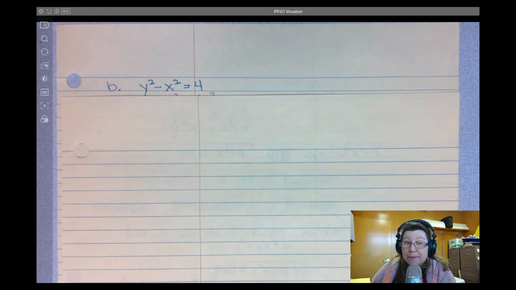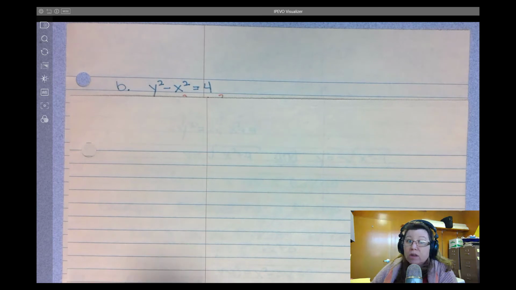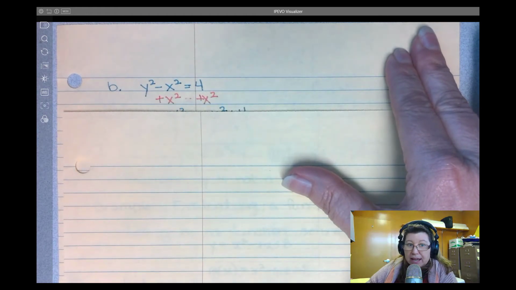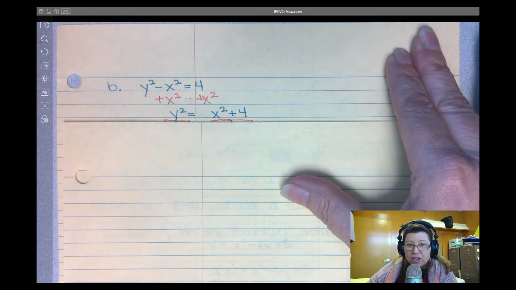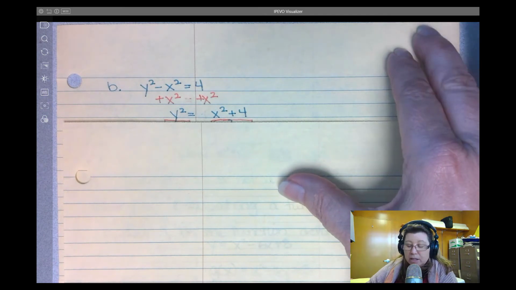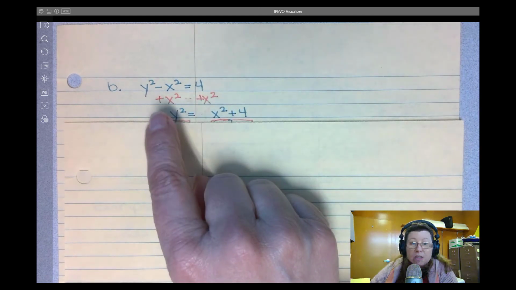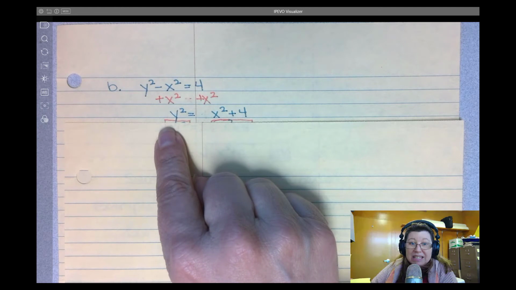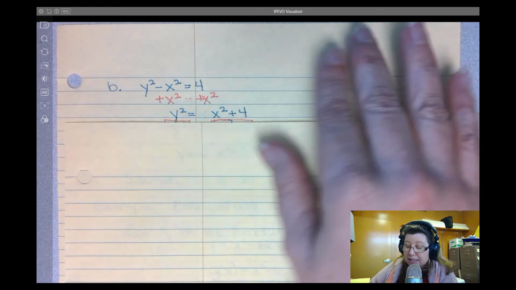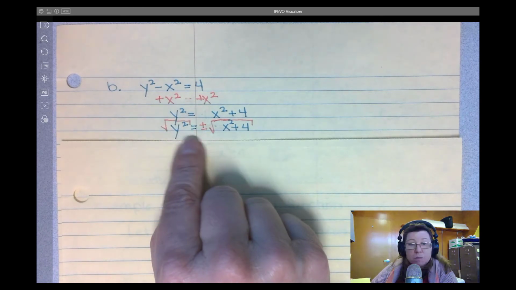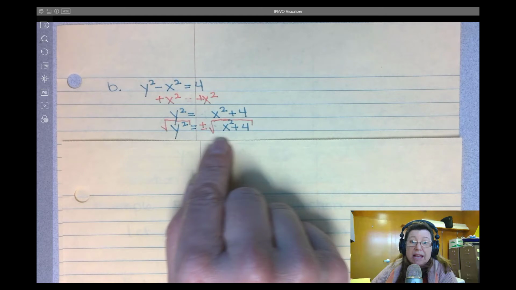Let's try a second example. y squared minus x squared equals 4. Again, I want to solve this for y. So I'm going to move this minus x squared over by adding x squared to both sides. And I get y squared equals x squared plus 4. Now I don't want the y squared, so I am going to square root it. But if I square root the left side, I need to do plus and minus on the right hand side. It's the rules. So y equals plus or minus the square root of x squared plus 4.